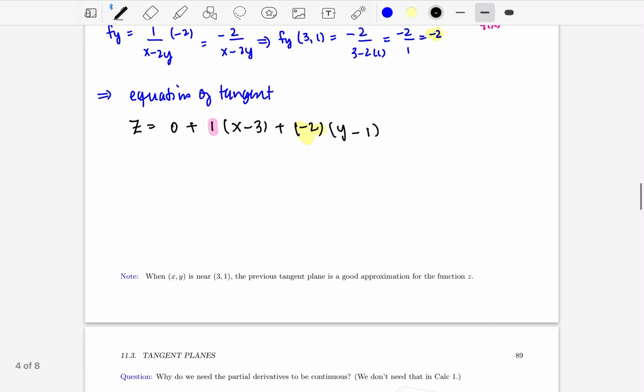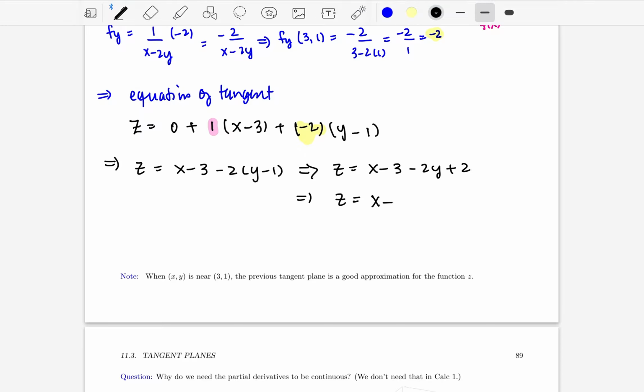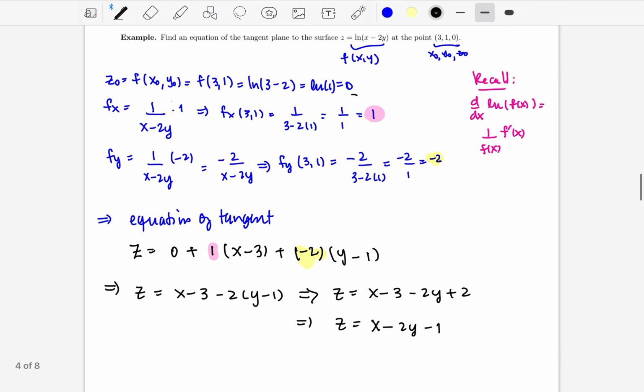I'm going to simplify this. From here I get z equal to x minus 3 minus 2 times y minus 1. So z is equal to x minus 3 minus 2y plus 2. And I'd like to have the order x, y's, and then constant. So z is equal to x minus 2y minus 1, okay? That's it. That is the equation of the plane tangent to the surface, natural log of x minus 2y, at the point (3, 1, 0), okay?